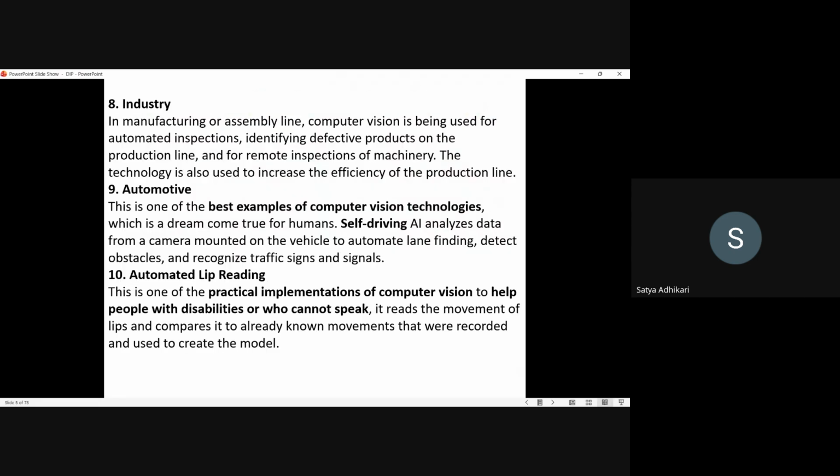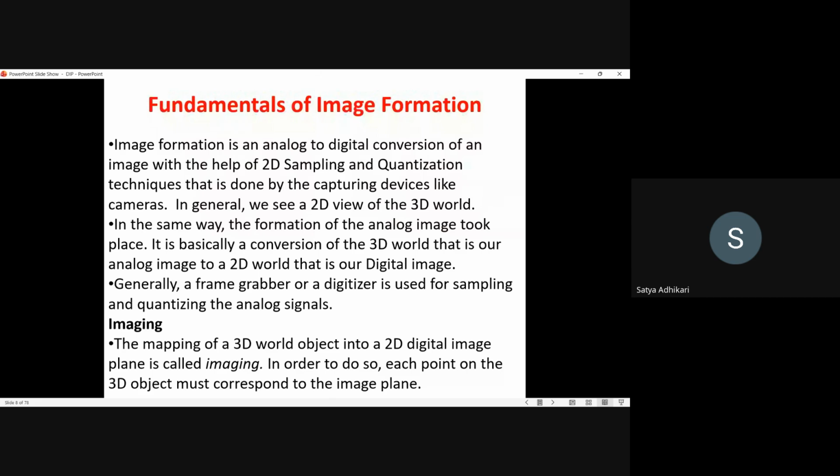Although there are many applications, these are some applications. Ten applications we have discussed here. So if you get a question, what are the applications of computer vision, you may write these points or any other applications also.